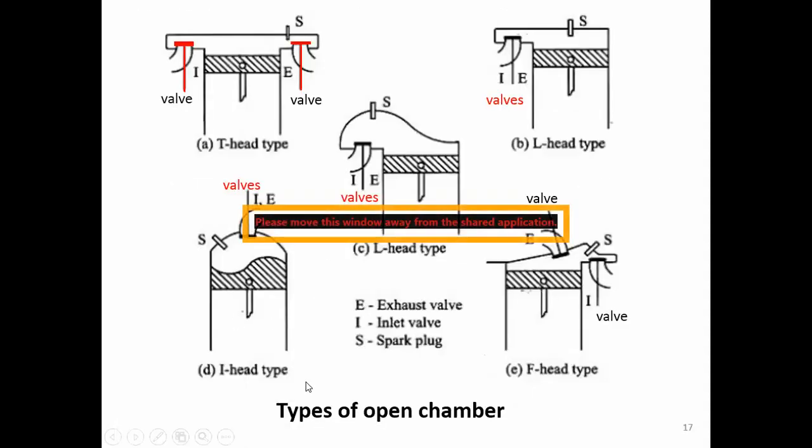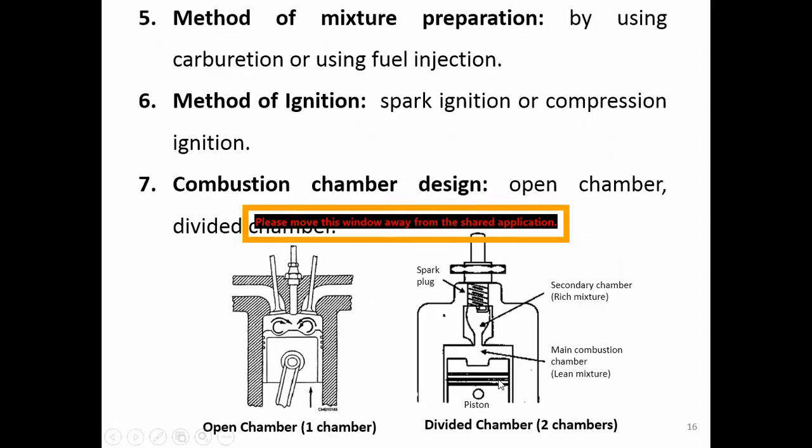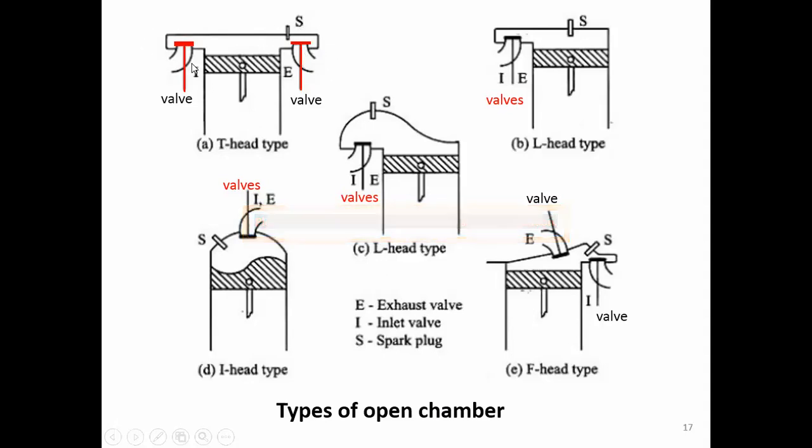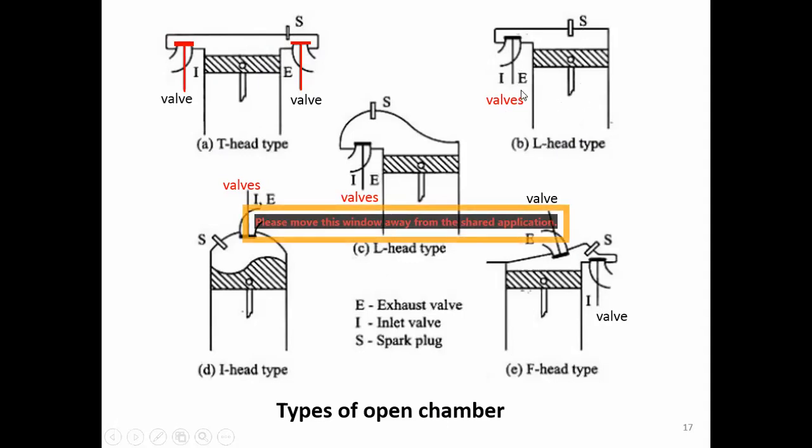Okay, we also have other types of open chambers, right? When we talk about the open chamber, it means one chamber. Okay, remember? So what are the other types of the open chamber? We have a T head type chamber, where the valves are positioned along the sides of the cylinder. We have the L head type here, where the valve is only on one side, either the intake valve or the exhaust valve. They are only on one side of the cylinder, not on both sides of the cylinder here, right?